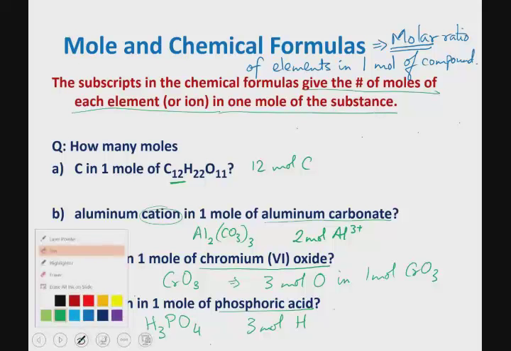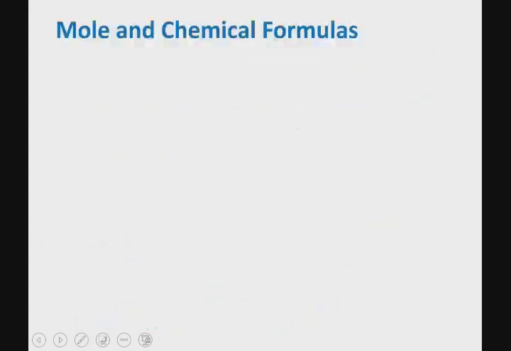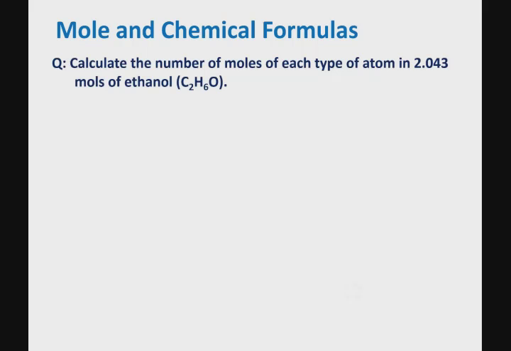And we can use this molar ratio as a conversion factor. Whenever you need to go between moles of a compound and moles of element in that compound, we can use the subscripts as a conversion factor. For example, here is a problem. It says calculate the number of moles of each type of atom in 2.043 moles of ethanol, and the chemical formula of ethanol is given.